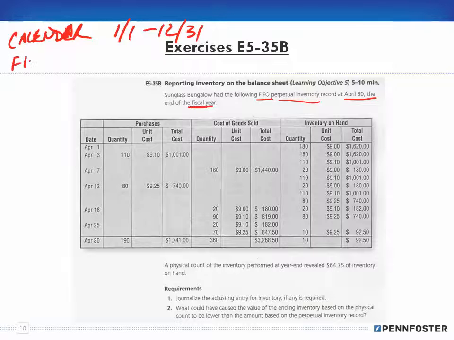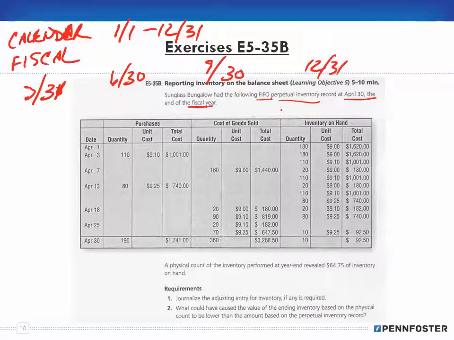But if you're talking about fiscal, generally the ending of the year ends up on a quarter, like 3/31 is the end of March. June 30 is the end of the quarter. September 30th would be the end of the quarter. And of course, if it was 12/31, now we're talking about a calendar year.